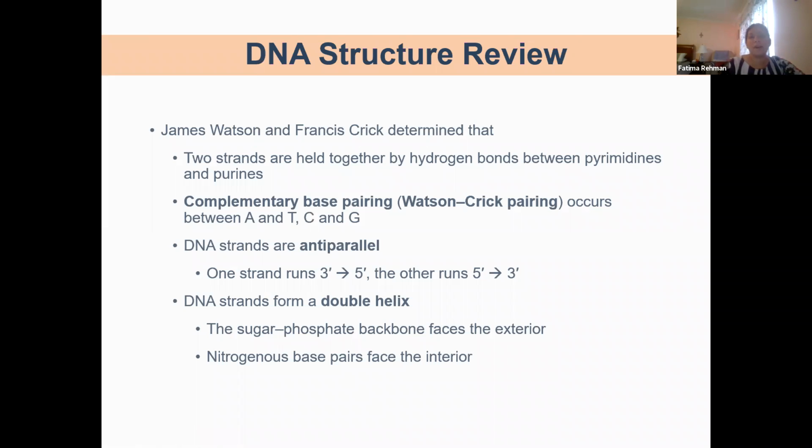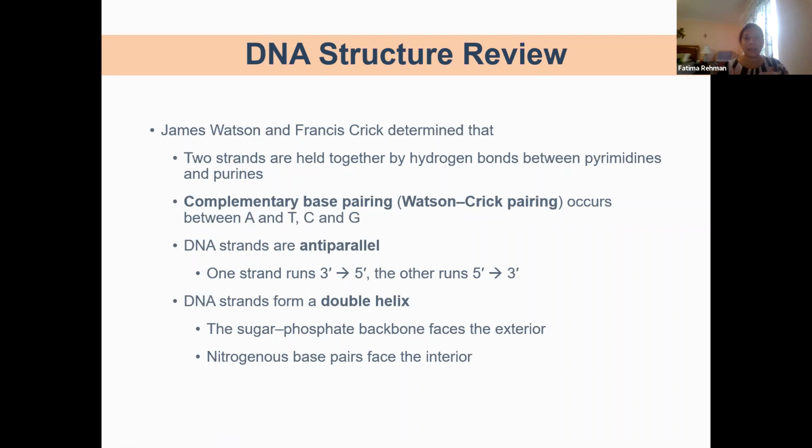Okay, so, well, that's what I just did. So the two strands are held together by hydrogen bonds between the pyrimidines and purines. You're always going to have complementary base pairing, something that Watson and Crick actually showed in their structure. While Chargaff had figured out that there were equal amounts of these, he hadn't figured out that they would actually pair with each other. That is something Watson and Crick came up with as they were building the model.